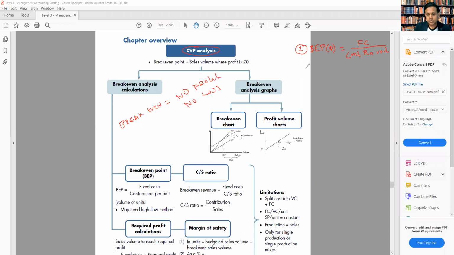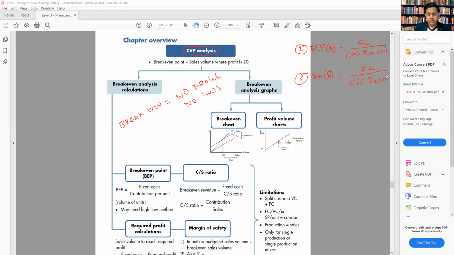The next one we're going to learn, number 2, is also BEP, break-even point, but this time it is a value. So I'm making a dollar sign so we understand it is a value. The formula here will be fixed cost. On the top it is the same, but on the bottom this time it will be CS ratio.